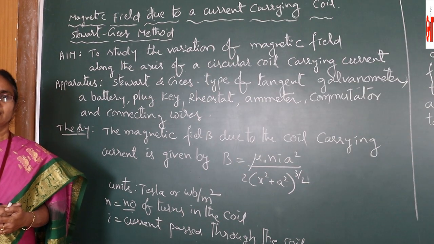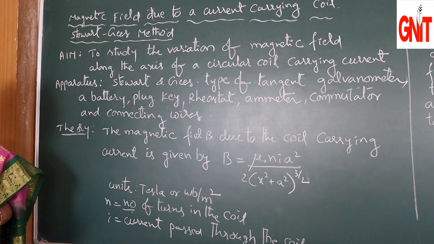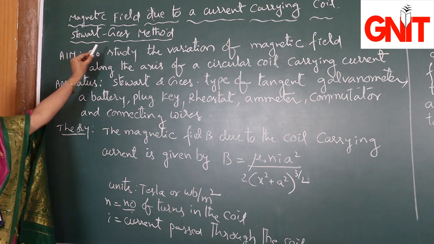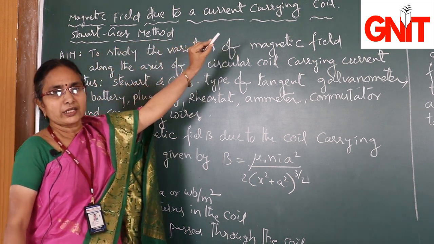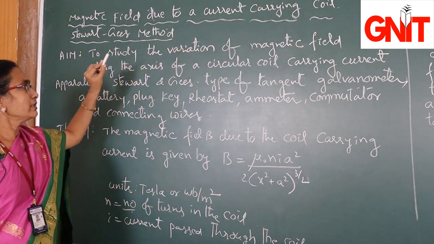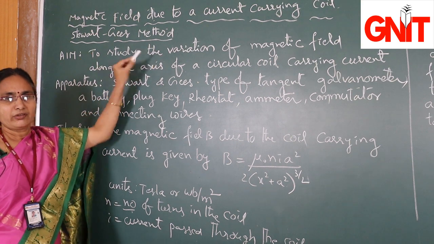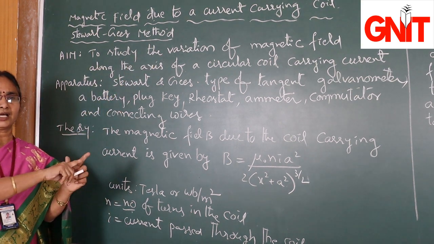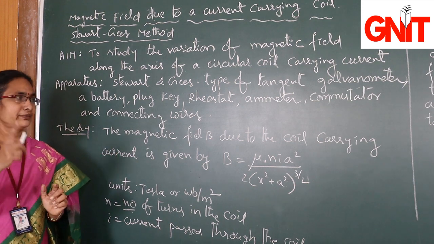Hello everybody. Today we are going to discuss the experiment called magnetic field due to a current carrying coil, and this method is called the Stewart method. We will take a circular coil and calculate the magnetic field along the axis of that current carrying coil.